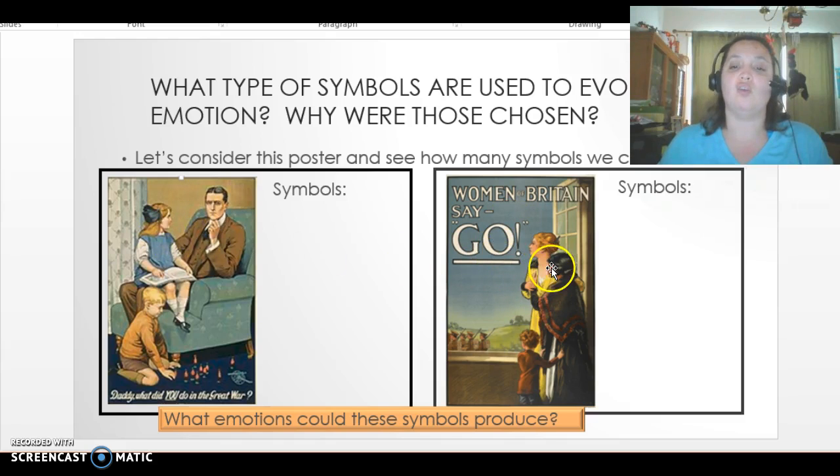Let's look over here. The women of Britain say go. What kind of symbols do we see? We see soldiers. And what are these soldiers doing? They're not fighting. They're marching away. We see these women and a child. Is this a family? Is this a wife and a child being left behind? And why would a soldier leave a wife and child behind? Probably to defend them. So again, that would make that soldier think about, oh, I need to defend these important things in my life.